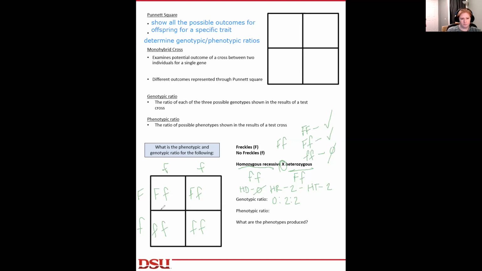So using this information, who has freckles here? Well, potentially 2 of the 4 could have freckles, because potentially 2 of the 4 would come out with a dominant allele. The other 2 would come out potentially with the recessive alleles, so our phenotypic ratio is actually 2 to 2. 2 showing the dominant phenotype, 2 showing the recessive phenotype. So 2 with freckles, 2 without freckles. We'll do it like that.